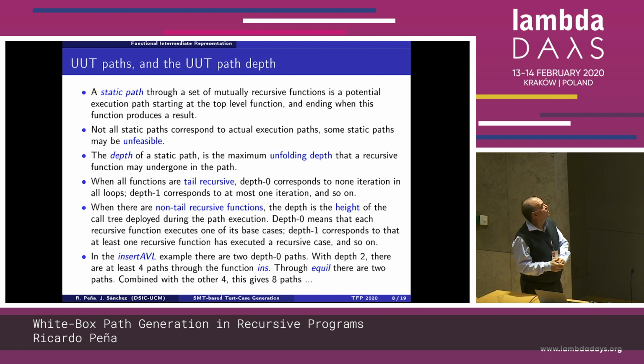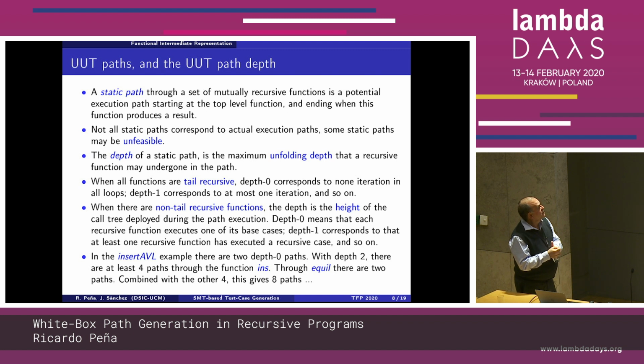And what we generate are static paths. Not all the static paths are feasible, because sometimes you traverse contradictory conditions. But this is not part of this problem. This is part of the SMT solver that tells you that this path is unfeasible. We generate all the static paths. And then this is a path.